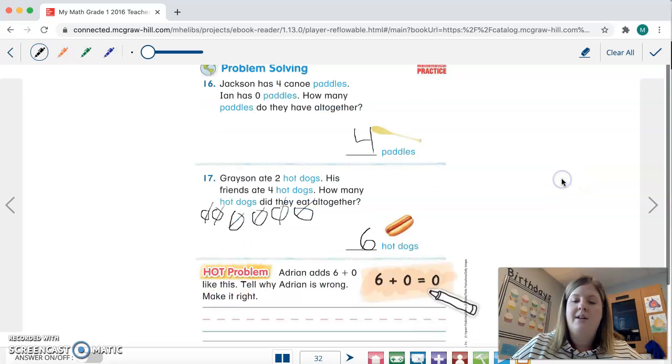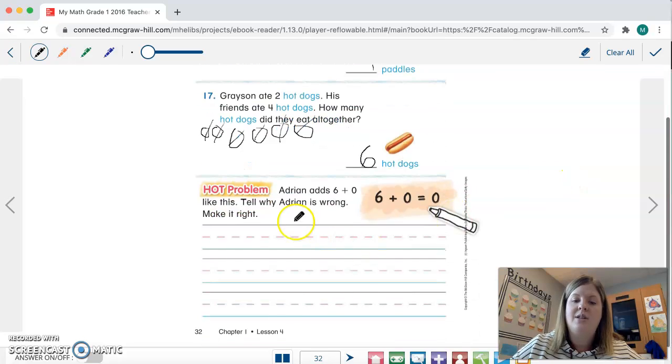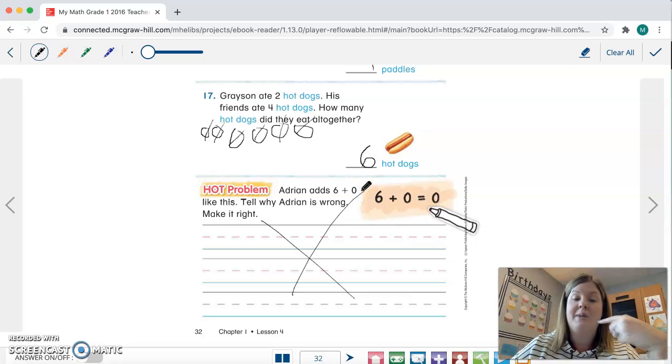All right, we're going to come down here to the bottom. You know what you need to do on this part. You're going to draw an X. Once you have all of that done, bring it up to me. I will check your packet, and you'll put it in your mailbox. That's it.